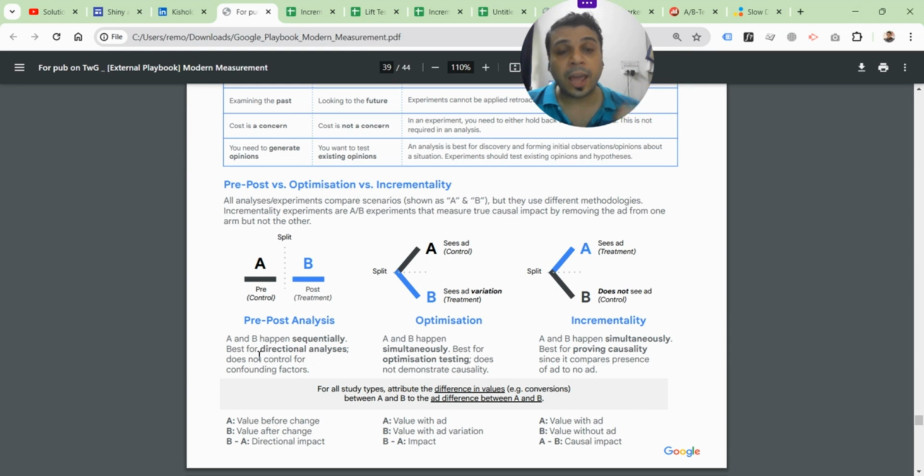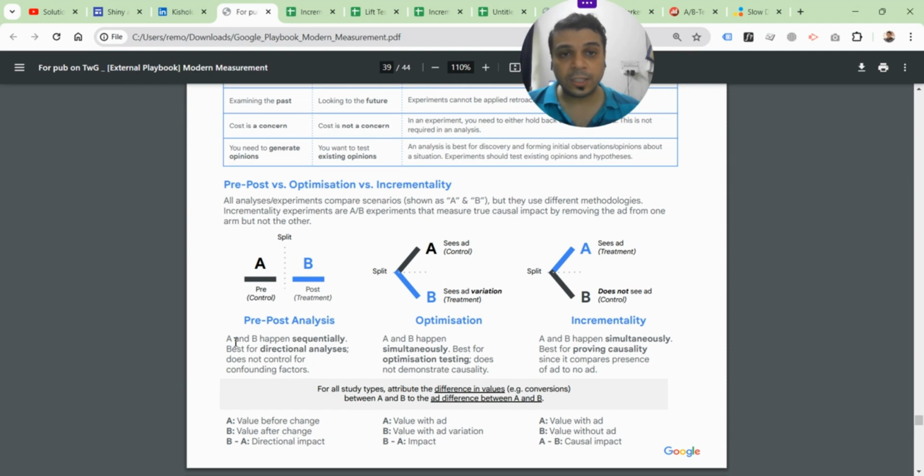where the treatment group actually sees the ad and the control group does not see it at all. Not a variation of the ad, but not the ad at all. Okay, they don't see the ad at all. So this is sometimes also referred to as holdout testing. And I'm going to show you examples of the first and the last approaches: the pre-post analysis and incrementality.